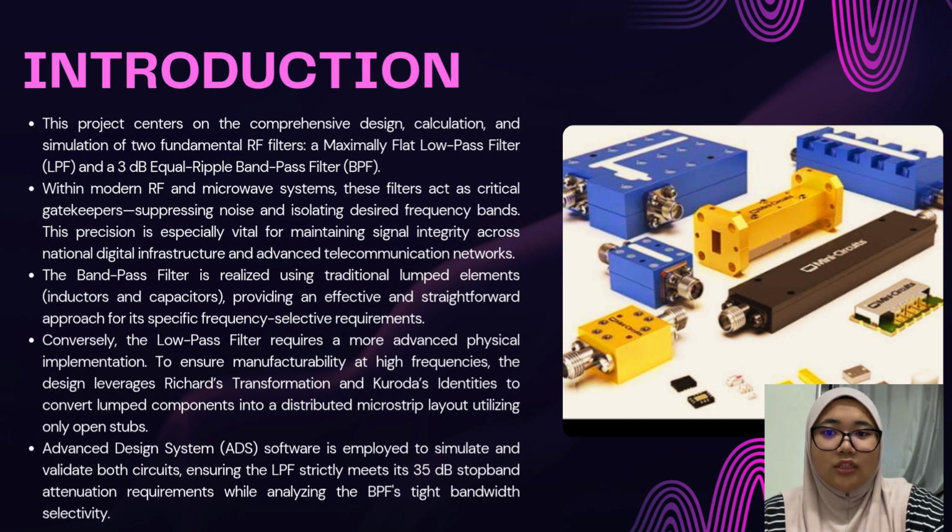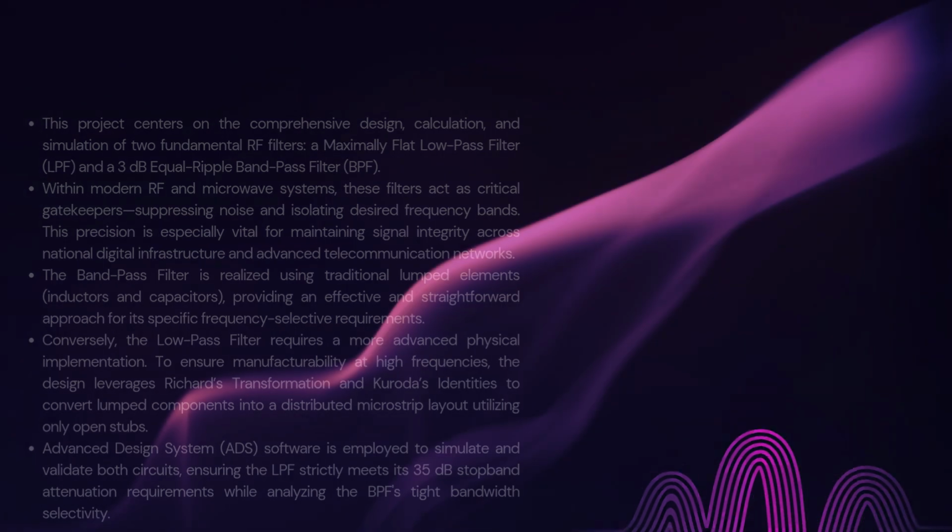These filters are essential in RF and microwave communication systems because they remove unwanted signals while allowing the required frequency to pass. For the band pass filter, we use conventional lumped components such as inductors and capacitors. For the low pass filter, the lumped design was transformed into a distributed microstrip structure using Richards transformation and Kuroda identities, making it suitable for microwave implementation. Finally, both filters were simulated using ADS software to verify their performance.